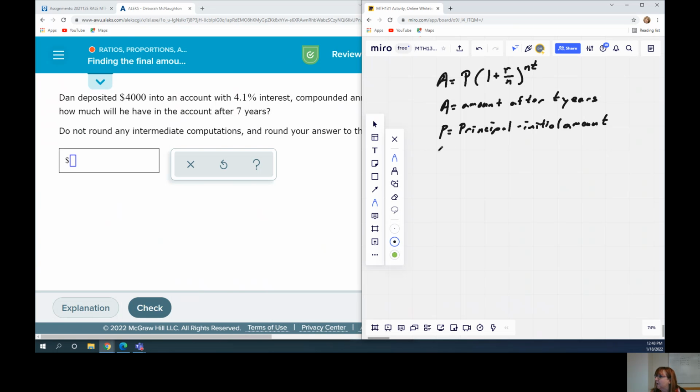And then R is your rate, which needs to be a decimal. And N is the number of compounds per year. So basically, the number of times that interest is compounded annually, and T is your time in years.